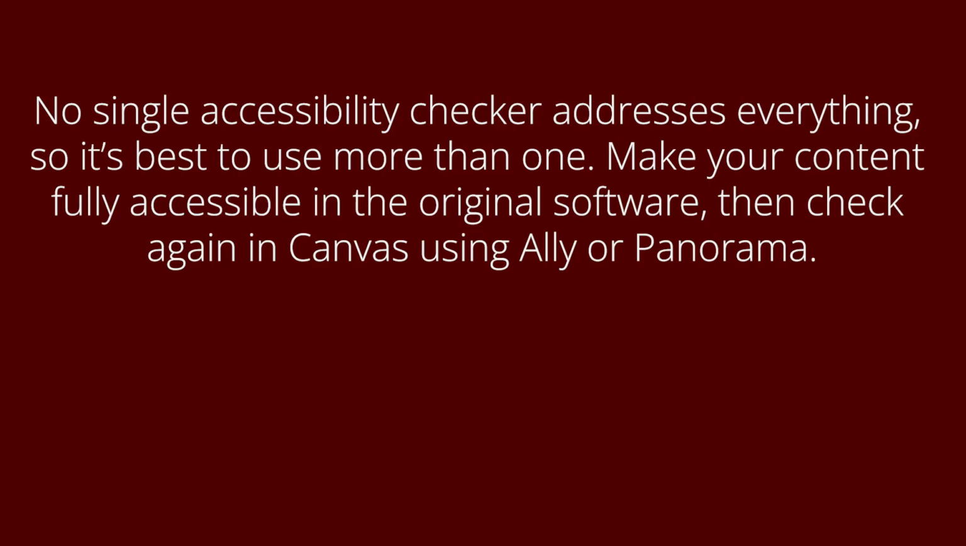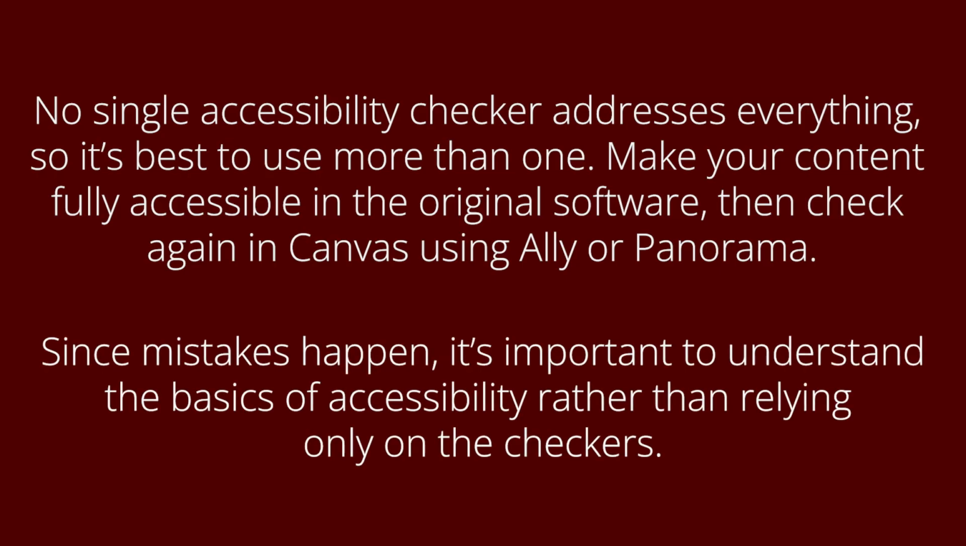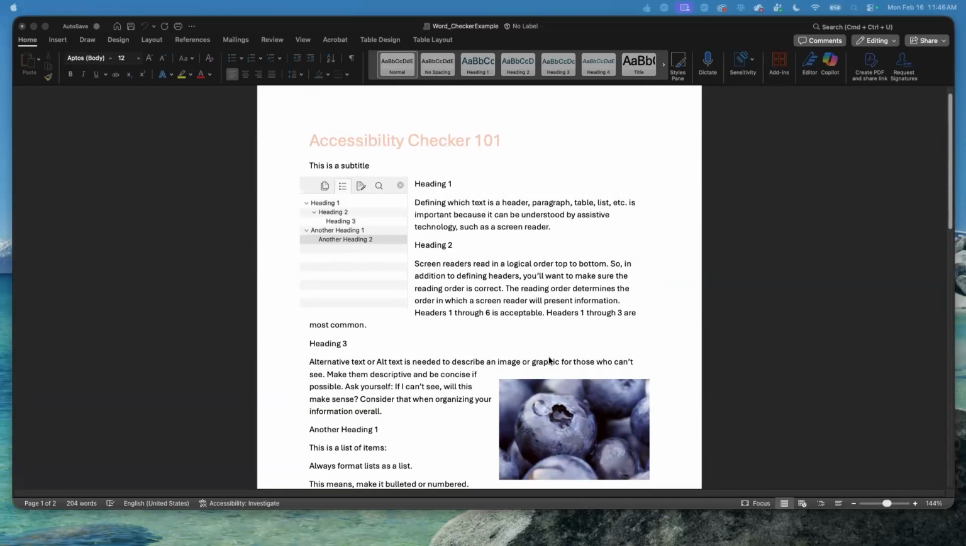Make your content fully accessible in the original software, then check again in Canvas using Ally or Panorama. Since mistakes happen, it's important to understand the basics of accessibility rather than relying only on the checkers. Let's get started. So here I am in Word with a document I've made as an example.